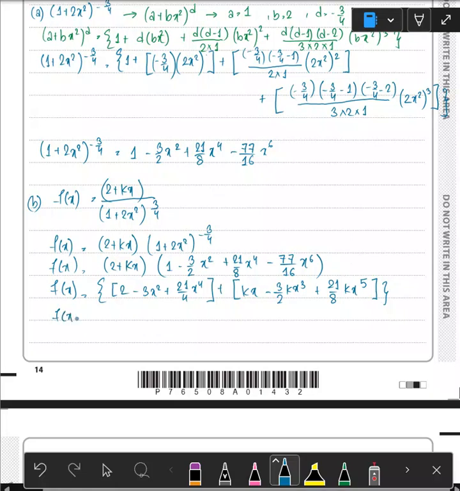And if I bring all the coefficients together, so 2 is here, and if I want to write it in ascending powers of x, then we have positive kx, and then we have negative 3x squared, then we have negative 3 by 2 kx cubed, and then we have positive 21 by 4 x to the power 4, and then we have positive 21 by 8 kx to the power 5.